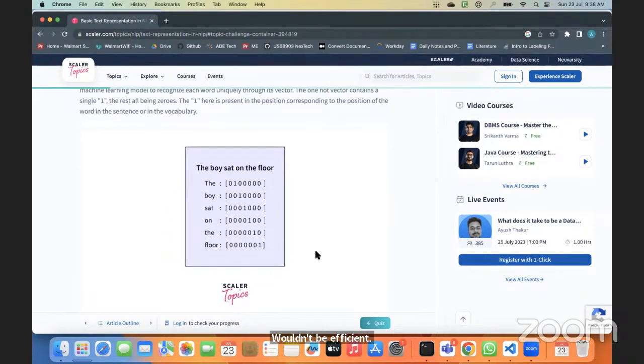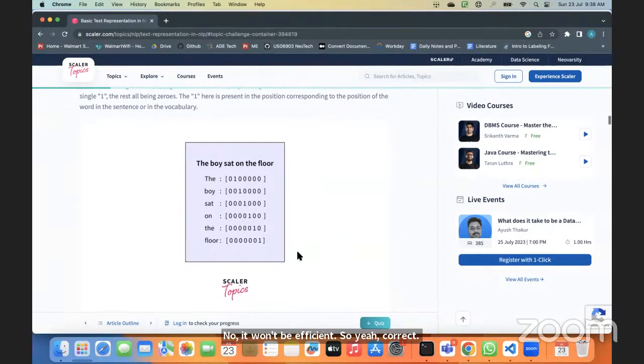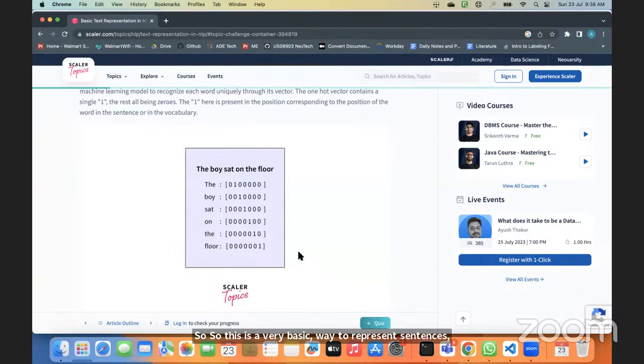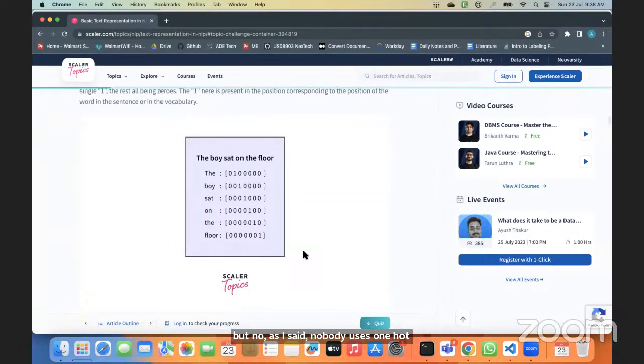No, it won't be efficient. So yeah, correct. Okay, sure. Yeah, so it won't be efficient. So this is a very basic way to represent sentences, but as I said, nobody uses one hot encoding. It's just for understanding that you can represent each word as a different vector.